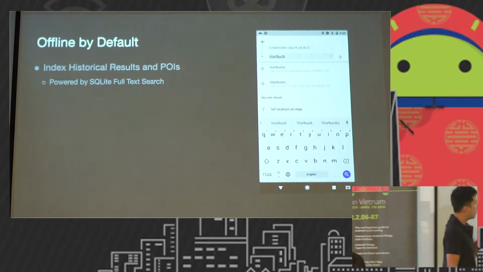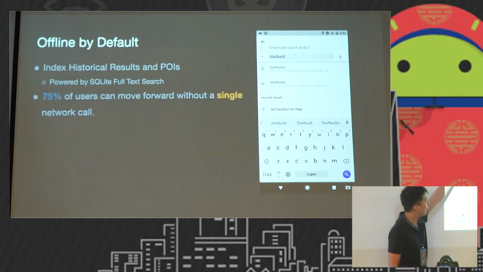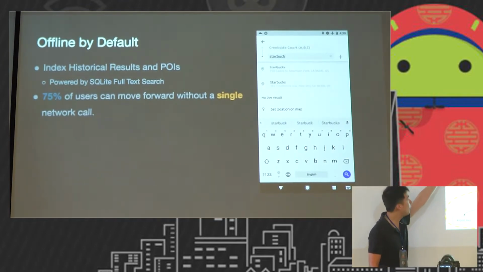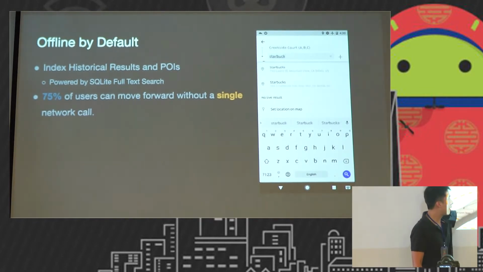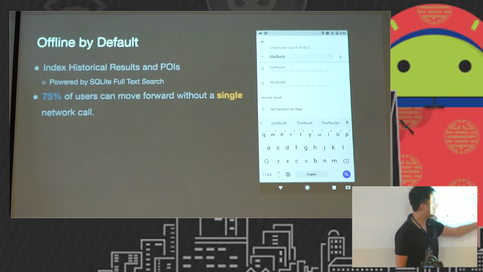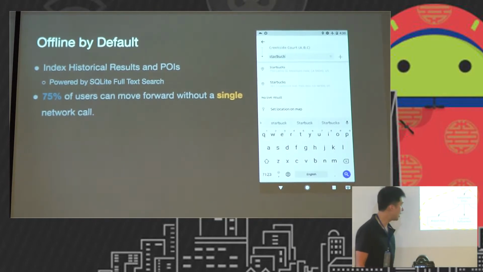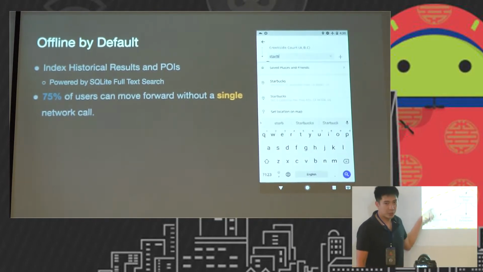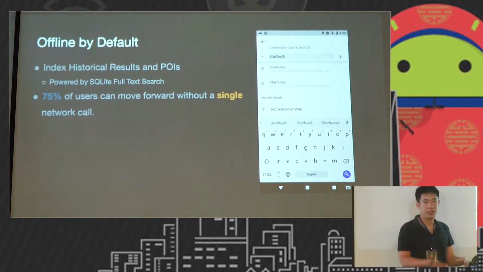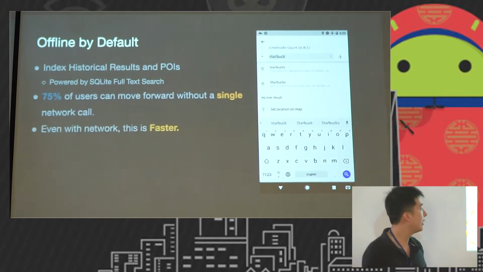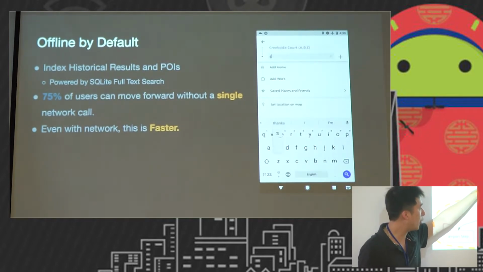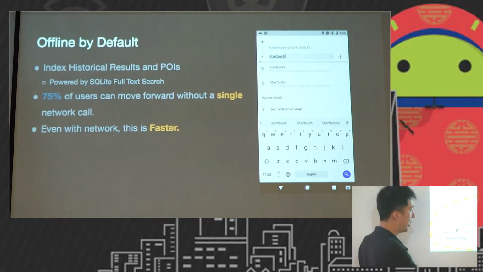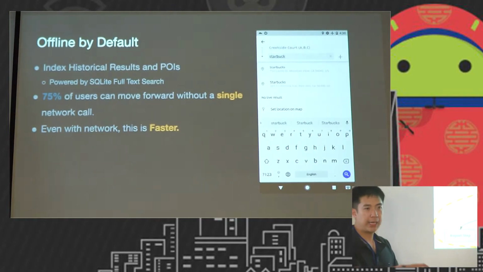After we launched this feature, what we found staggering was that 75% of users move through the whole flow without making a single network call. So even though we built this feature initially for users on slow networks, it turned out that every single user actually loves it and uses it more, right? Even when we have a network, like 4G and whatever, users still prefer this experience because it's faster.